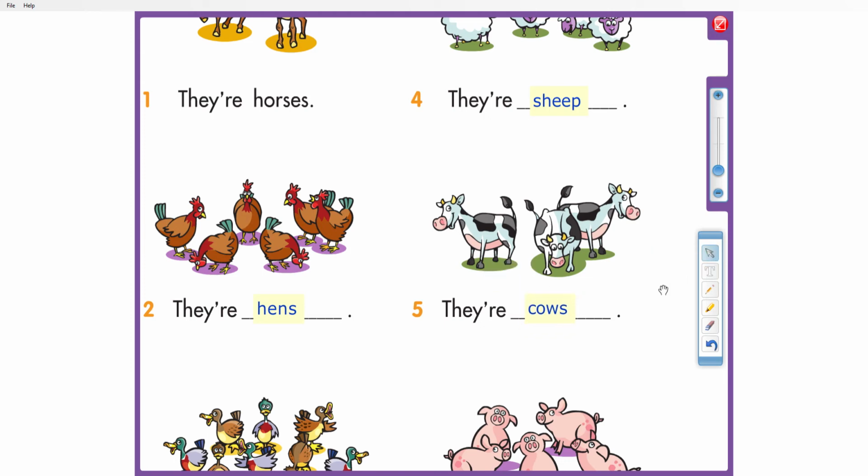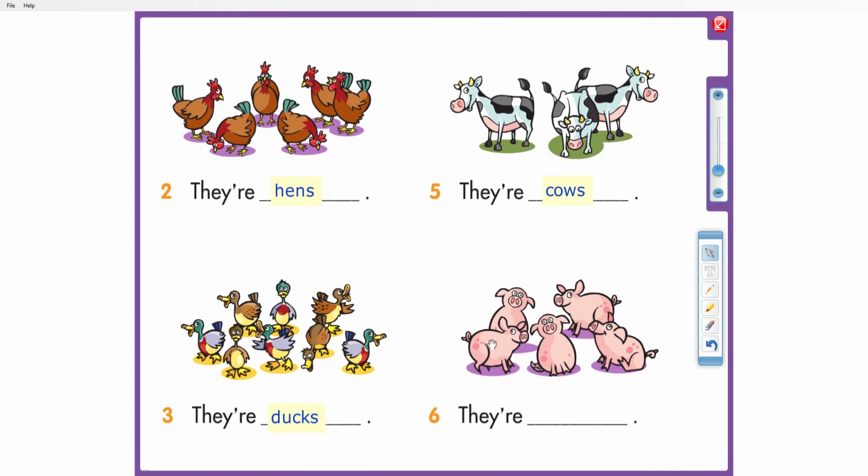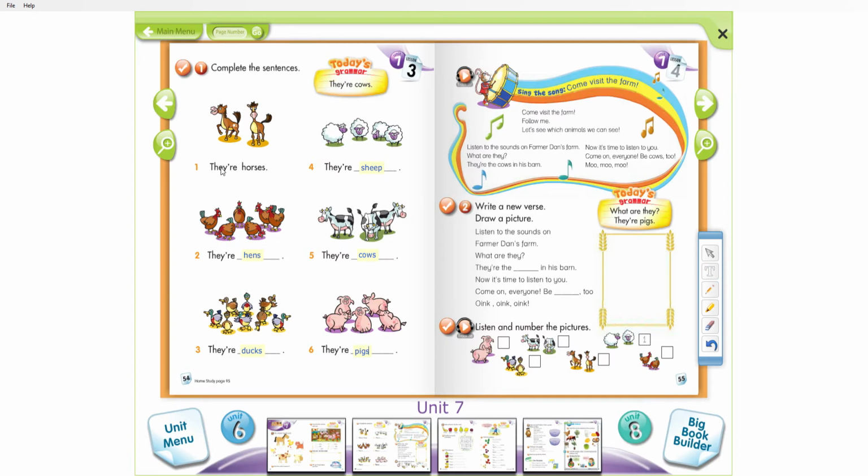And finally, these are 1, 2, 3, 4, 5. They are 5 pigs. They are pigs. Excellent. They are horses. Repeat after me.